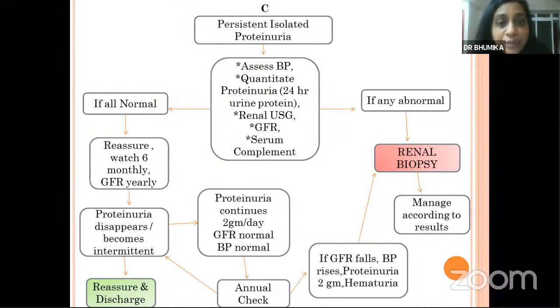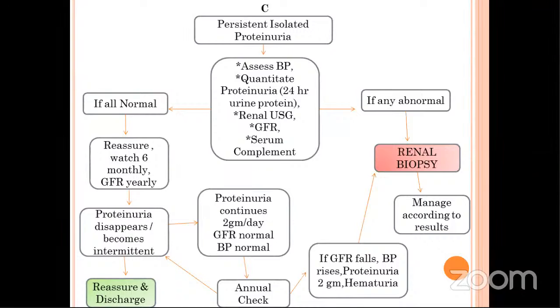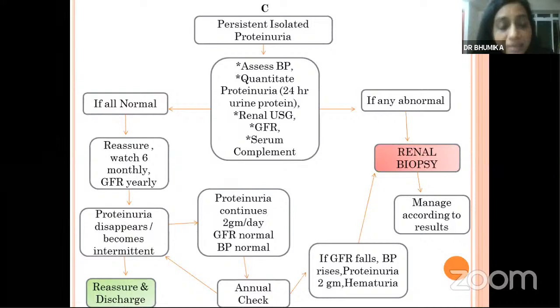Then comes the third scenario, persistent isolated proteinuria. Assess the blood pressure, quantitate the proteinuria with 24-hour urine protein, get an ultrasound done, estimate the GFR. It can be an eGFR or even a simple creatinine report is enough. Serum complements, C3, C4 is fine with us, but if we can go ahead as per the history, if the patient has an autoimmune condition, ANA, dsDNA, ANCA, all help. If everything is normal, reassure, but keep the patient in follow-up every 6 months and do a GFR estimation yearly.